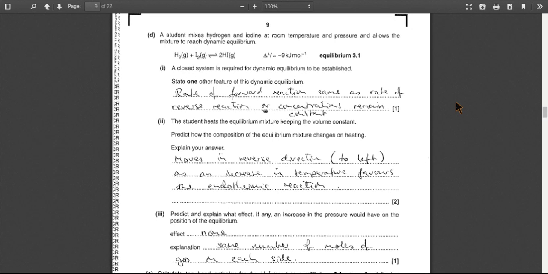So the student heats the equilibrium mixture, keeping the volume constant. Predict how the composition of the equilibrium mixture will change. Explain your answer. So we know that the forward reaction is exothermic. So if the student heats this further, then it will favour the reverse direction, the endothermic direction, and so it's going to move in the reverse direction, and therefore what's going to happen to the composition of the equilibrium mixture? Well, the H2 and I2 would increase and the HI would decrease.